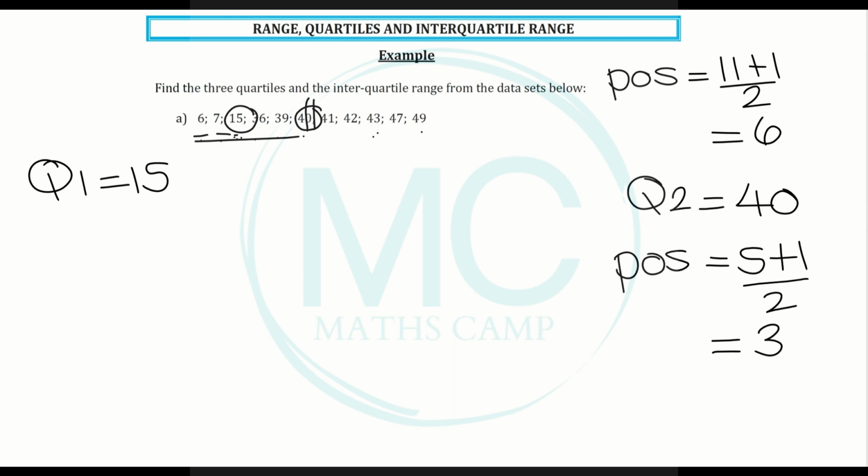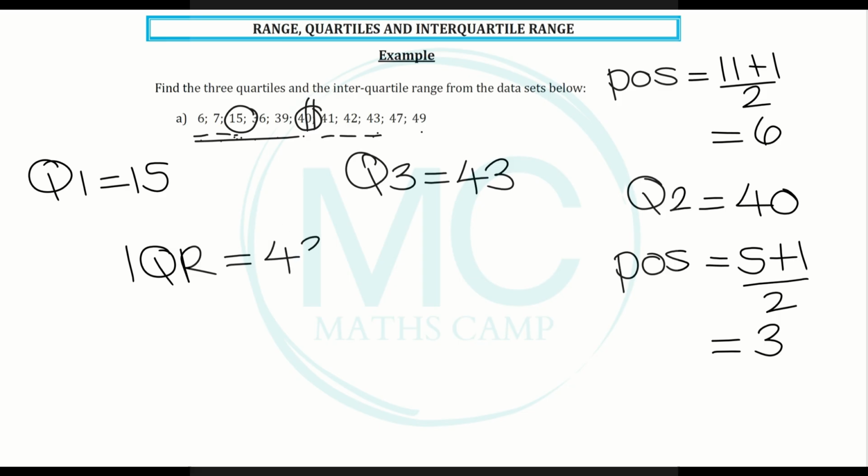To find Q3, I start directly to the right of the median, 1, 2, 3, and I see that Q3 is equal to 43. To find the interquartile range, I can say IQR is equal to Q3 minus Q1, 43 minus 15, which gives me an interquartile range of 28.